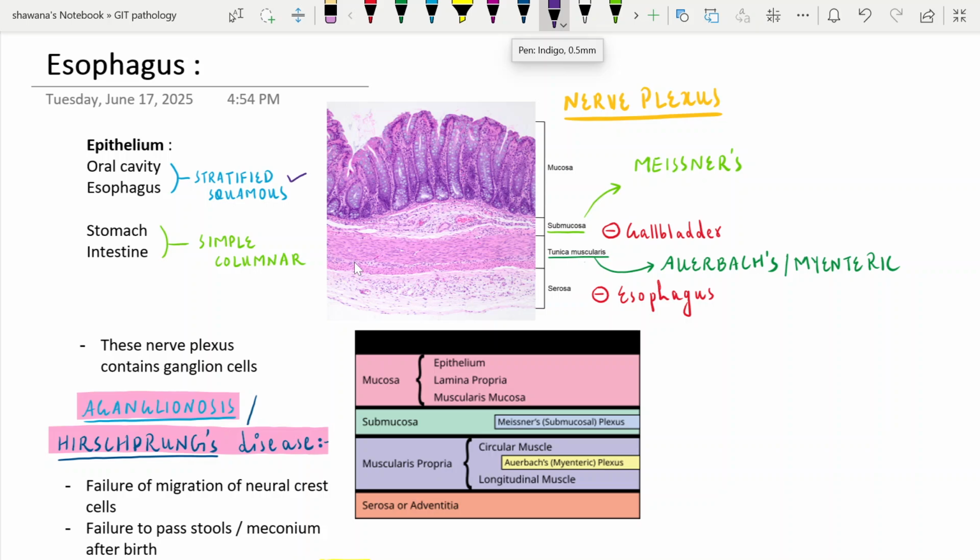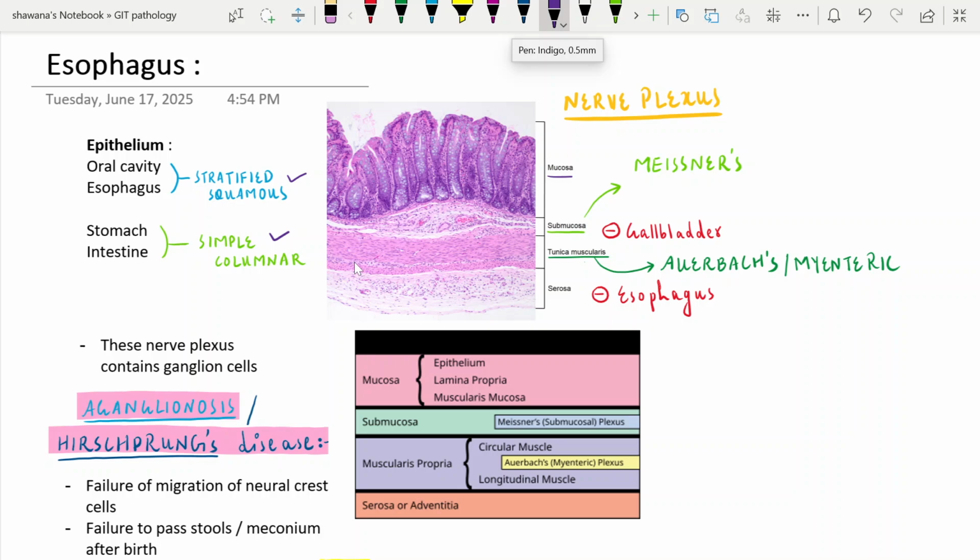for the oral cavity and esophagus, it's squamous epithelium, okay, and for the stomach and small and large intestine, it's simple columnar epithelium. From the histological perspective, we can see the mucosa, and underlying the mucosa is the submucosa, and the tunica muscularis, the muscle layer, and the outermost layer is the serosa.